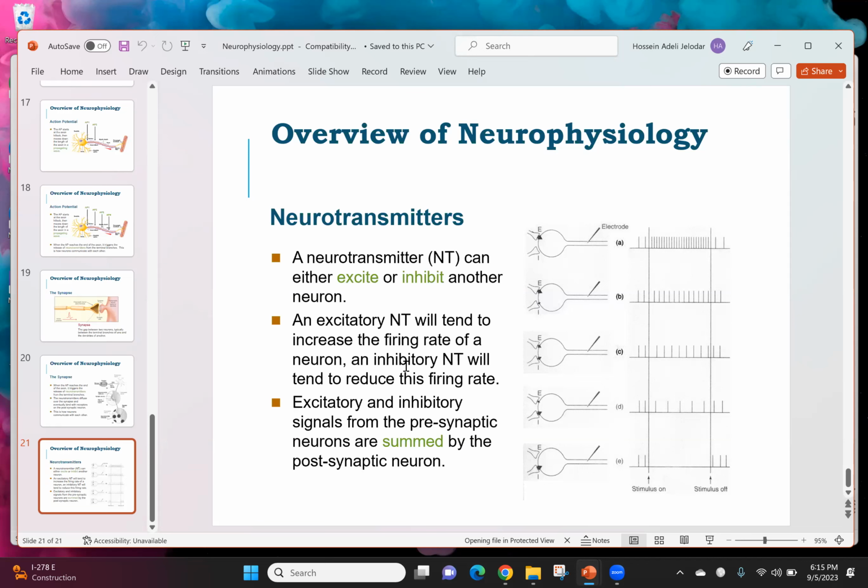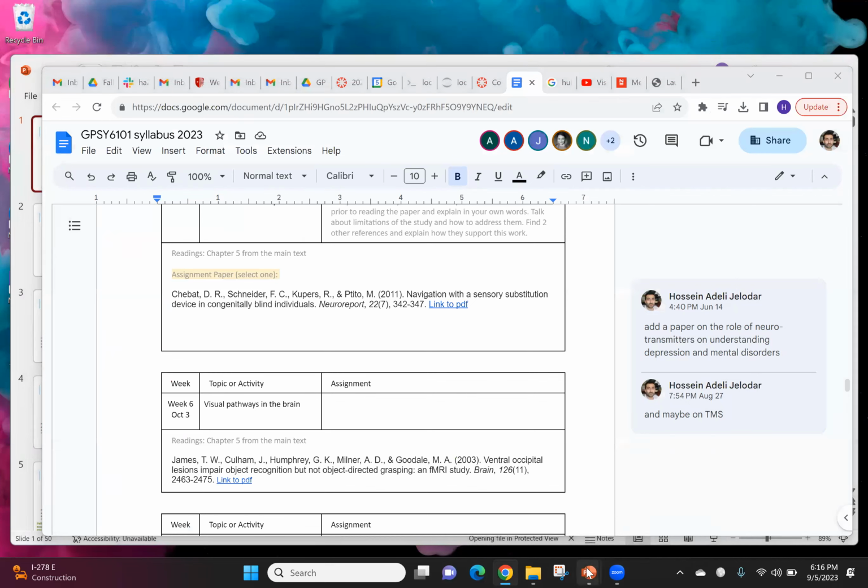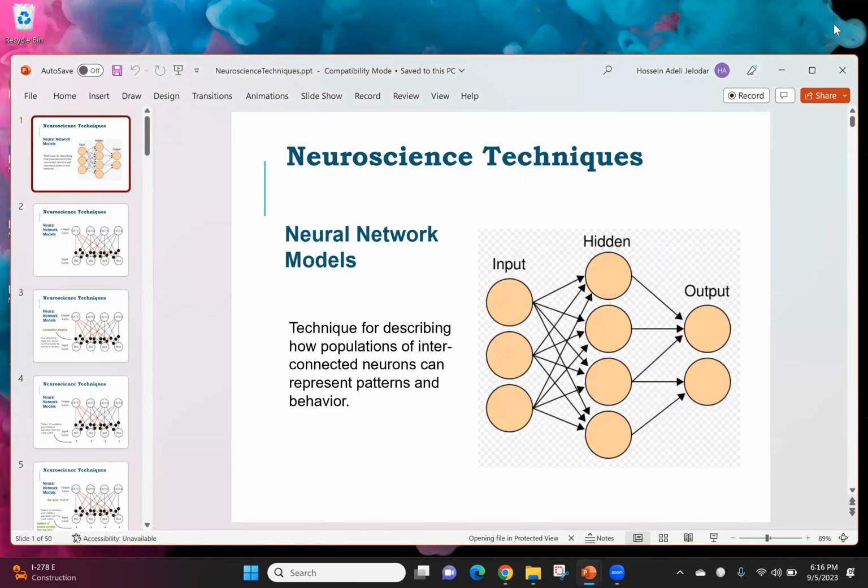So every cell, as I said, is like a car with a lot of gas and brake pedals. If the brakes are stronger than the gas, it's going to inhibit the cell. If the gas is stronger than the brake, then it's going to fire, increasing the firing rate of the cell. Are we all clear on this? This is the takeaway, at least from last week. This week, we're going to talk about other stuff.